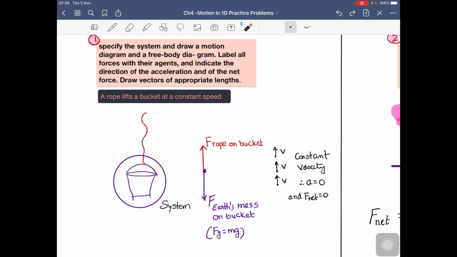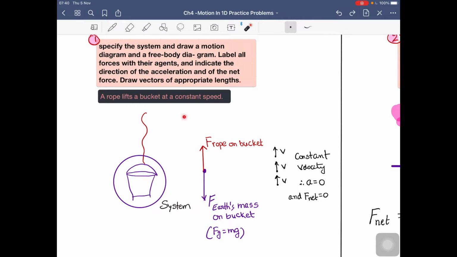Upward force, the rope on the bucket. You are lifting or hanging the bucket from the rope, so the force of the rope on the bucket is in the upward direction. Later on we will call this one tension. For now, just the rope on the bucket.